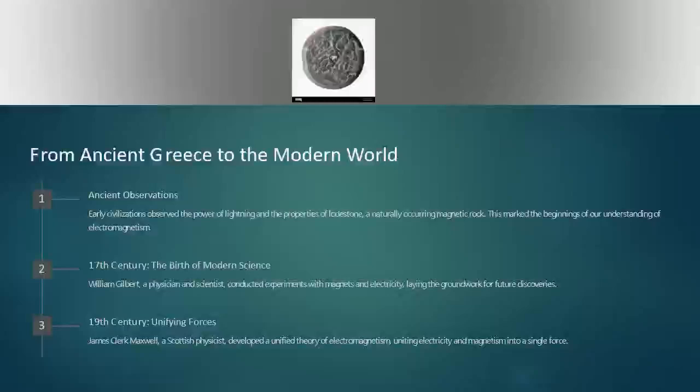In the 17th century, the birth of modern science, William Gilbert, a physician and a scientist, conducted experiments with magnets and electricity, laying the groundwork for future discoveries. In the 19th century, unifying forces, James Clerk Maxwell, a Scottish physicist, developed a unified theory of electromagnetism, combining electricity and magnetism into a single force.